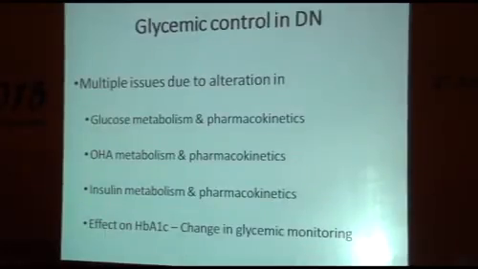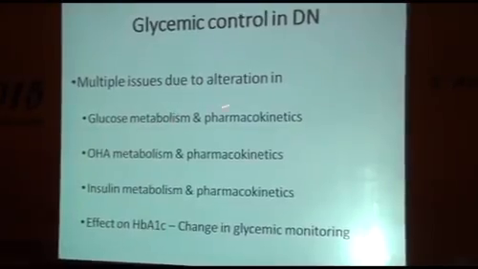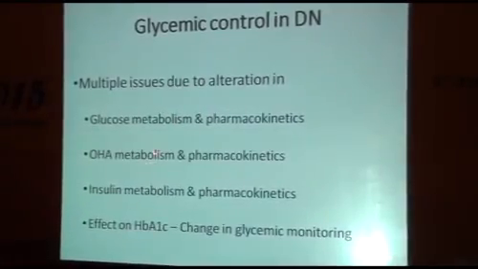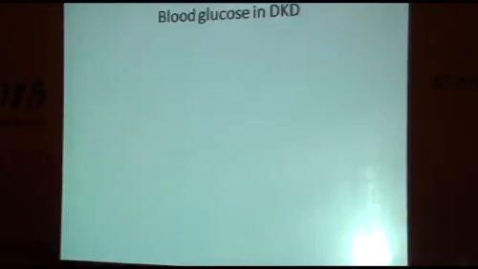So what are the issues with glycemic control in diabetic nephropathy? The issues relate to alterations in glucose metabolism and pharmacokinetics, and also to those related to OHA metabolism and pharmacokinetics, insulin metabolism and pharmacokinetics, and finally monitoring, the effects on the HbA1c. These are the various alterations and issues related to glycemic control.